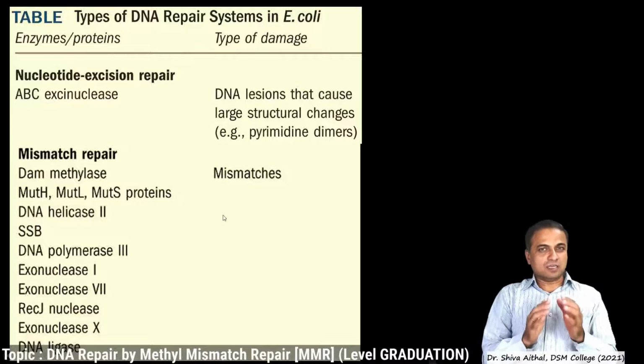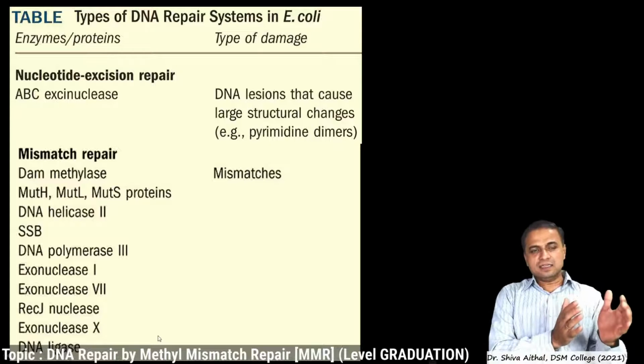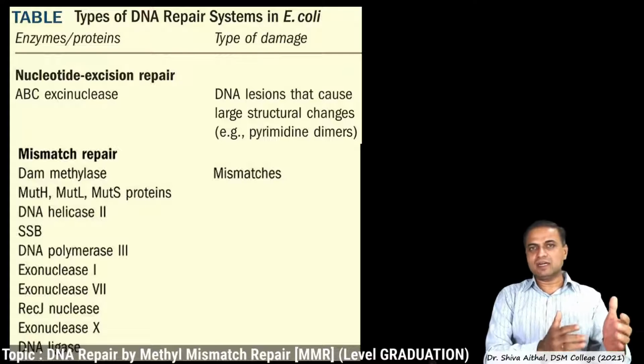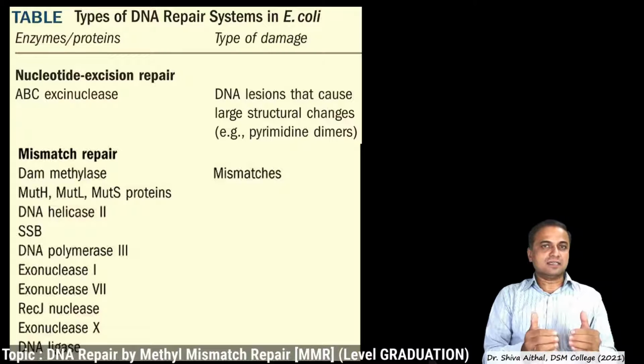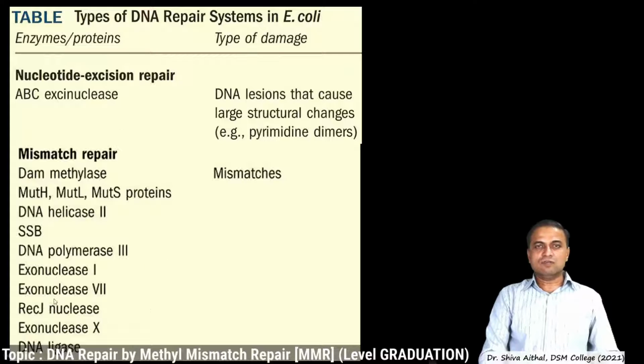So whenever there is a mismatch in eukaryote or prokaryote, all these enzymes, these proteins, they assemble there. Not all at the same time, there will be different enzymes required in different organisms, and this differs with different genera and species. All of this collectively, if you say the mismatch repair proteins and enzymes, these are the ones which are involved in the repair of the damaged DNA.